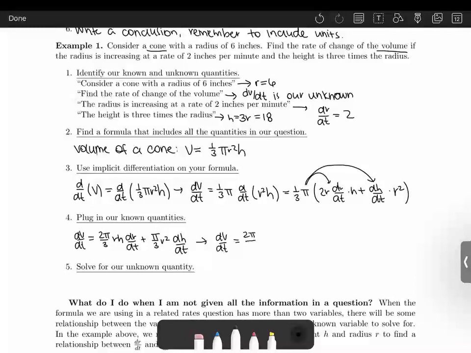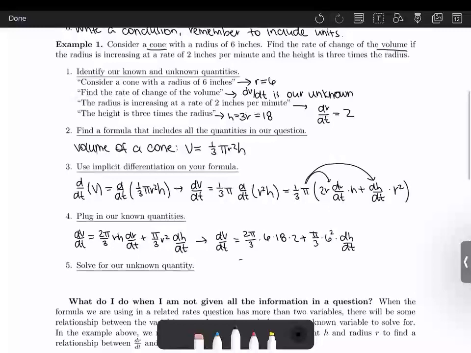So we're going to have 2 pi over 3 times our radius of 6 times our height of 18 times dr/dt, which is 2, plus pi over 3 times our r squared times, we don't have anything to plug in for dH/dt. Okay, so this is what I have. And so we can simplify this just a bit. So this is going to equal 144 pi plus 12 pi dH/dt. So this just came from simplifying all those numbers.